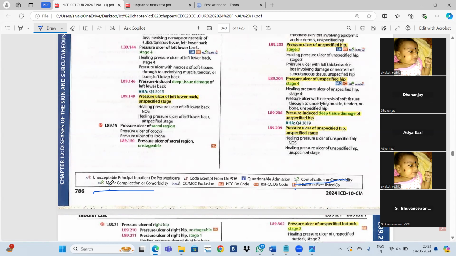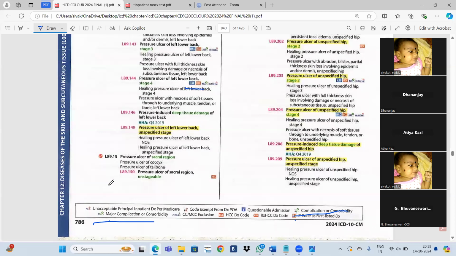If it is a HAC, they give the HAC label also like this. HAC with MCC green tick is an MCC condition, like pressure ulcer, which is also HAC and MCC. Like that, we need to identify. If it is MCC, they will give MCC. If they do not give anything like this, there is no CC, no MCC, no HAC. No need to check anything.